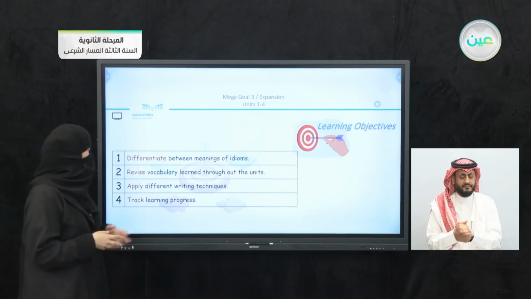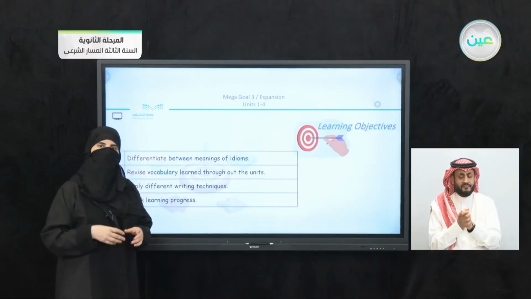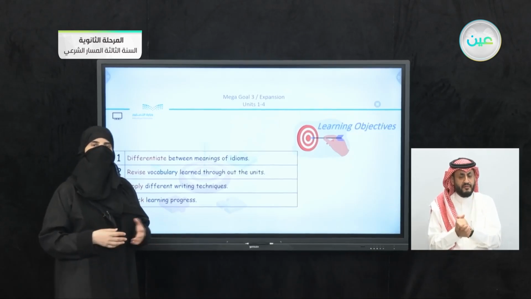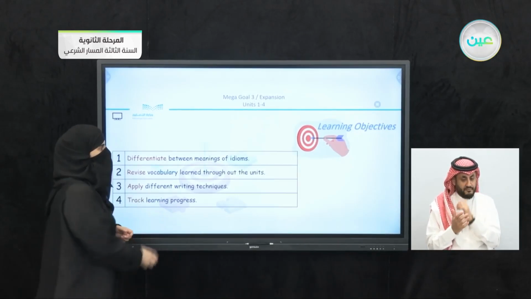We have number 2, revised vocabulary learned throughout the units. We have also number 3, apply different writing techniques. And we have number 4, track learning progress. So we did revise basically some grammar points, and then we also applied reading strategies. So this time we are going to see what we have new. Now we're going to move on.